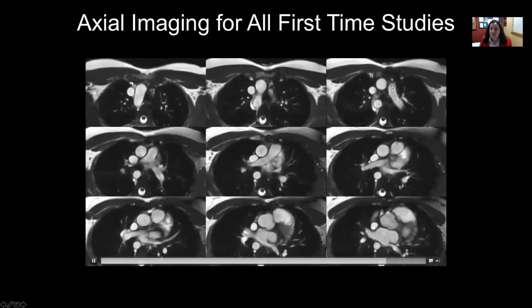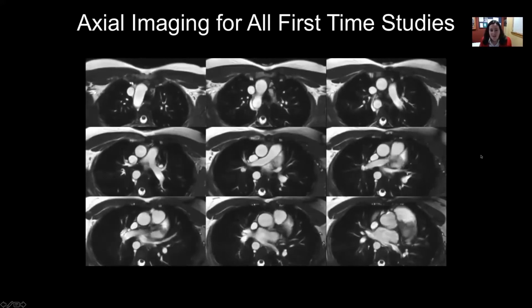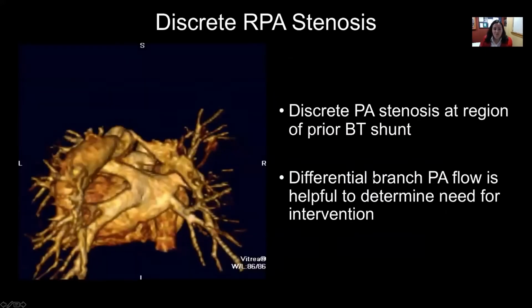When we look at the pulmonary arteries, you can see the branch left pulmonary artery here more superiorly and the right pulmonary artery. We are able to look for changes in size. We can also estimate with flow calculations the percentage of flow to each lung. We find these images very helpful.